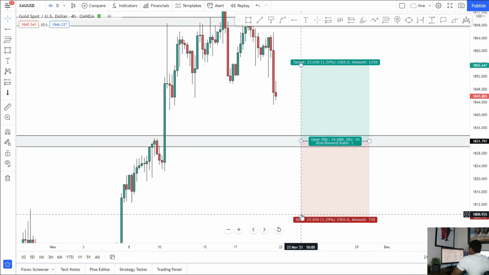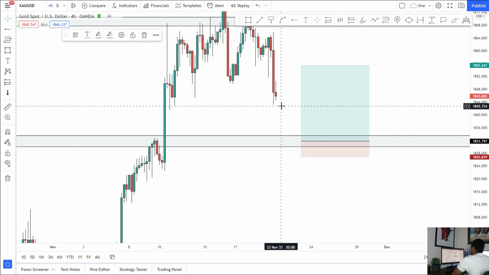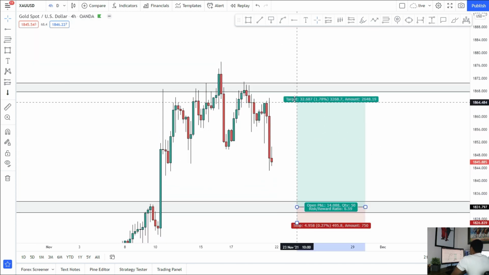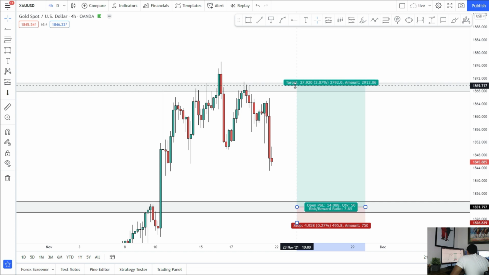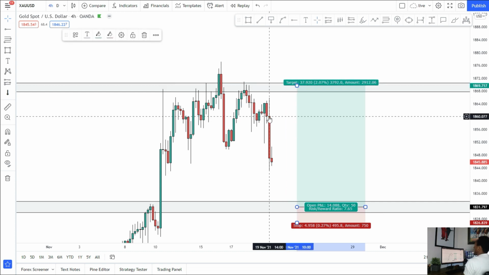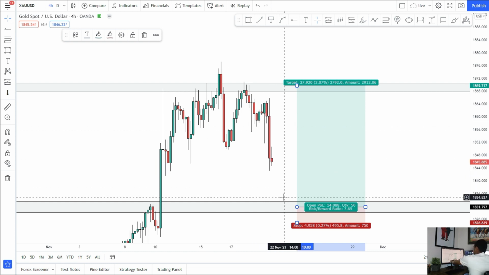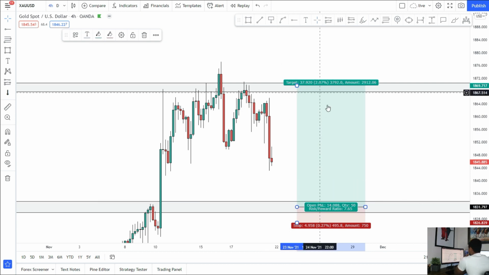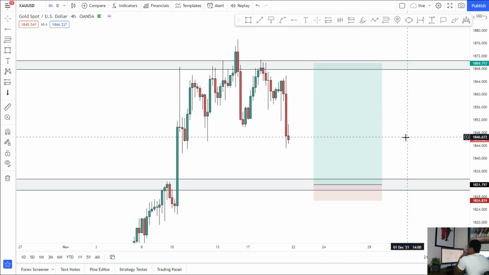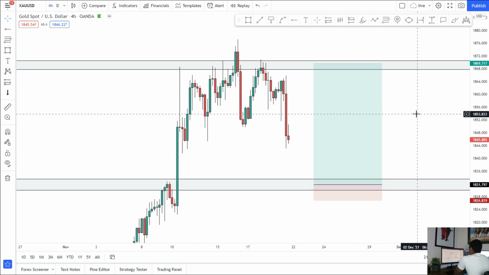We'll be looking for entries around there, see if we can put some nice wicks to the downside, stops below, and looking for a push into 1869 for next week. So looking for buys for gold. We've really seen that selling opportunity. Hopefully that momentum will carry us to the lows, and then maybe midway through the week we can look for some buys and take this higher. So looking for buys for gold for next week from 1832 back up to 1869.